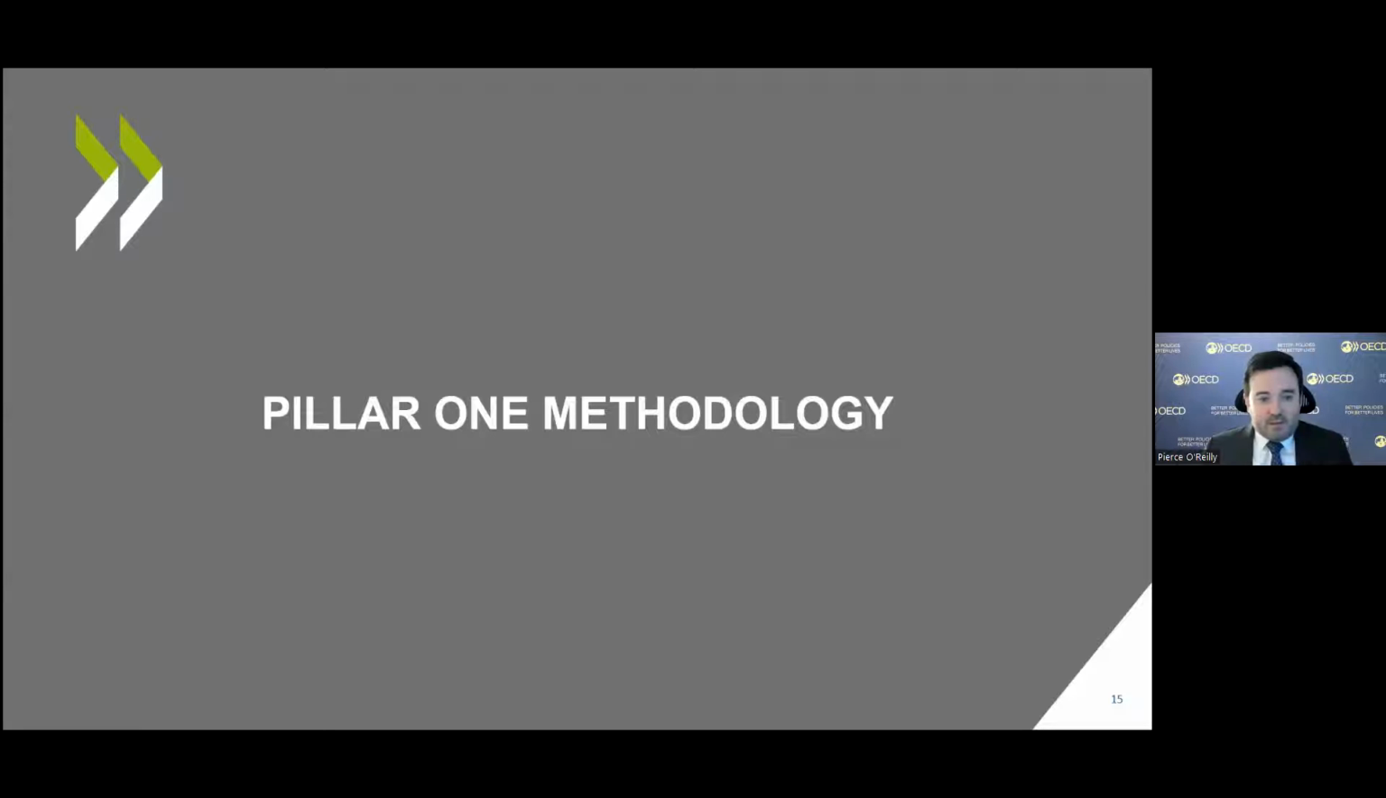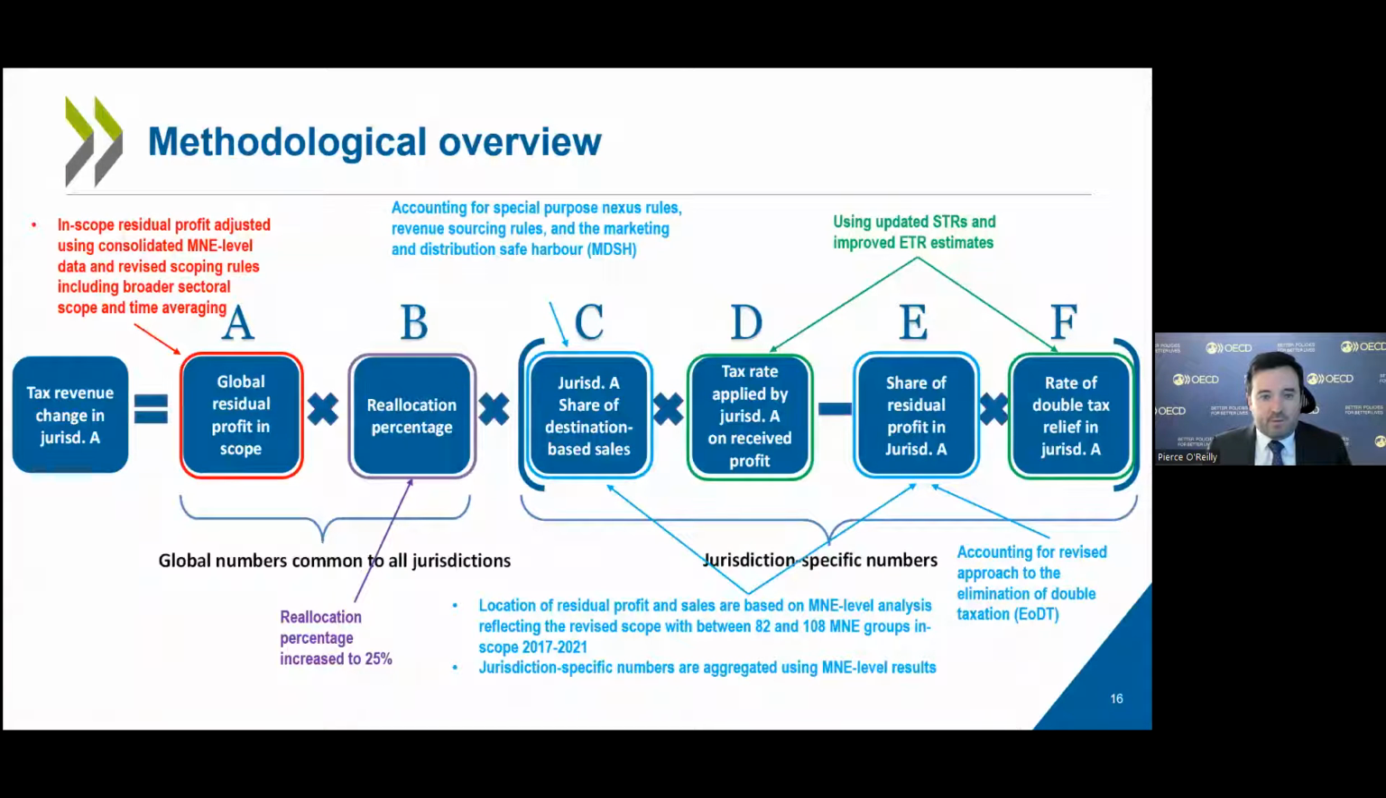Thank you very much, Anna, and hello, everyone. So turning to the next slide on Pillar 1, just to give an overview of how we go about estimating the revenue impacts of Pillar 1 on a jurisdiction basis, we use this equation here. This equation has not really changed from the previous economic impact assessment. Just to go through it briefly, if you look at factors A and B there, we basically first calculate the amount of residual profit in scope.